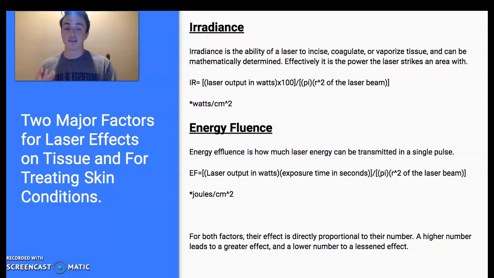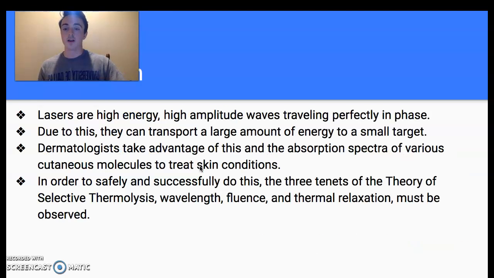The second is energy fluence, which is how much laser energy can be transmitted in a single pulse. So it's laser output in watts times exposure time in seconds divided by pi r squared of the laser beam, and its units are joules per centimeter squared. For both of these, their effect is directly proportional to their number. A higher number leads to a greater effect and a lower number to a lessened effect.